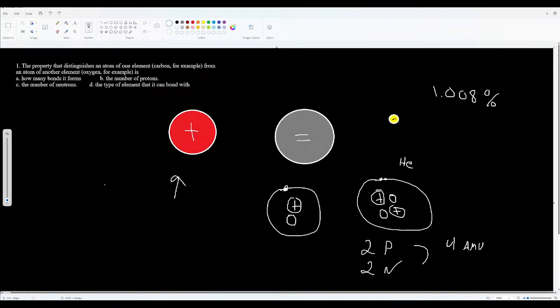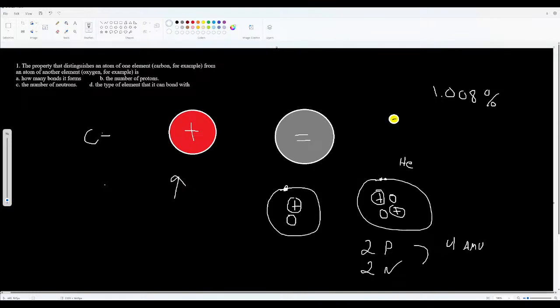Let's go back to the question. The question is asking, what distinguishes one element from another? How many bonds it forms, the number of protons, the number of neutrons, or the type of element that it can bond with. Okay, so let's go down the line. A, how many bonds it forms?